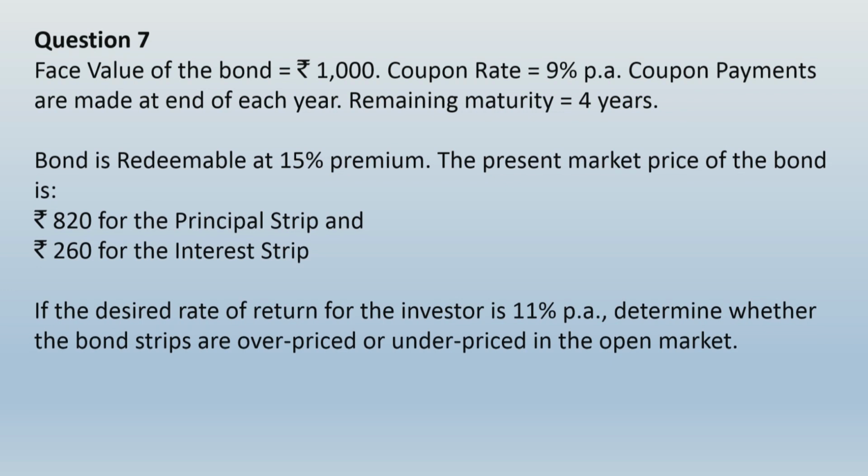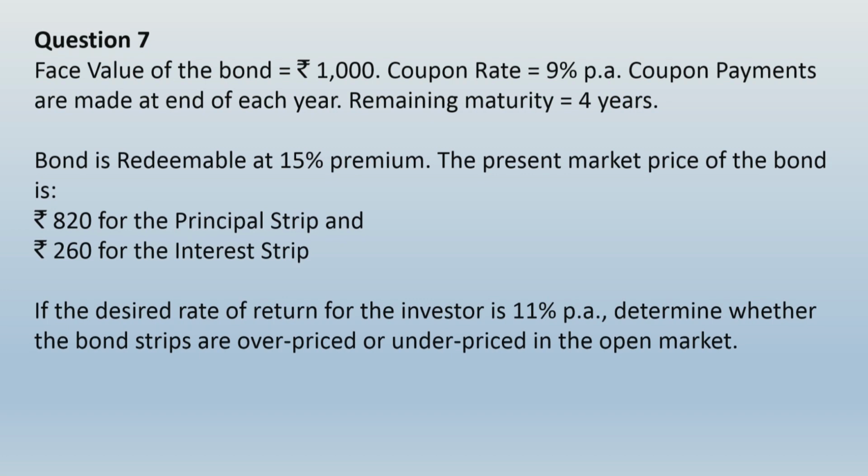Present market price of the bond is rupees 820 for the principal strip and rupees 260 for the interest strip. If the desired rate of return for the investor is 11% per annum, determine whether the bond strips are overpriced or underpriced in the open market.